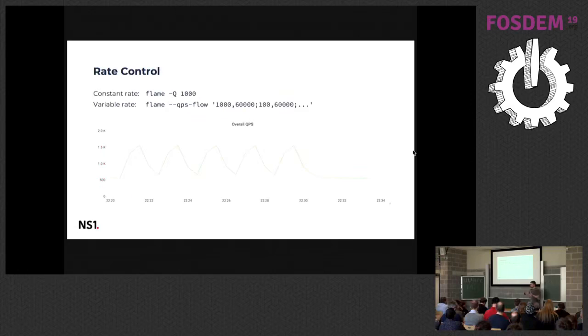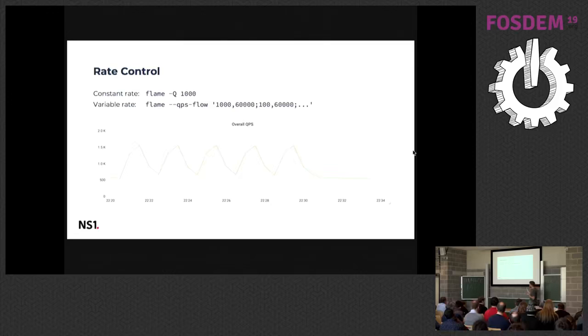There's also the rate control that I mentioned. So this is how you can cut the rate of the queries in case the generator is too fast. You can either set it constantly for a constant rate, or you can define a QPS flow. So you can always set the rate you want to see on the output and the duration in milliseconds. So this is actually what you see on the graph below.